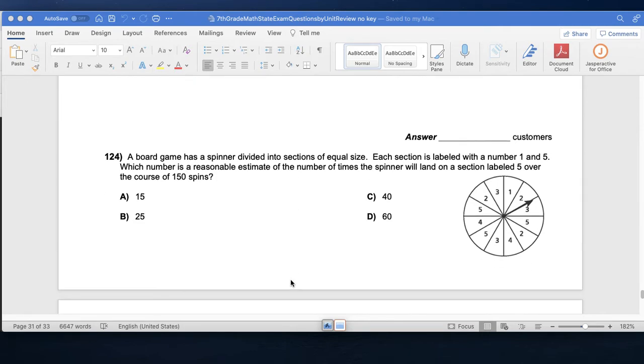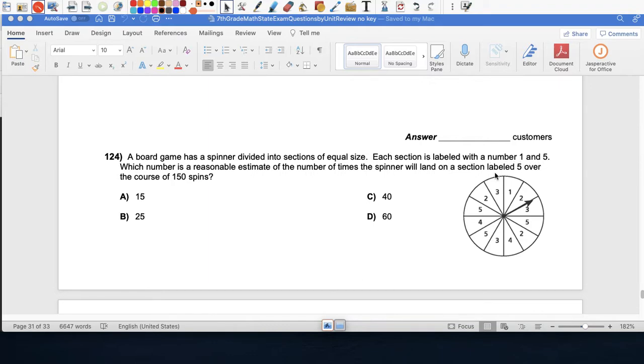124. A board game has a spinner. Each section is labeled 1 through 5. What's a reasonable estimate of the number of times the spinner will land on number 5?